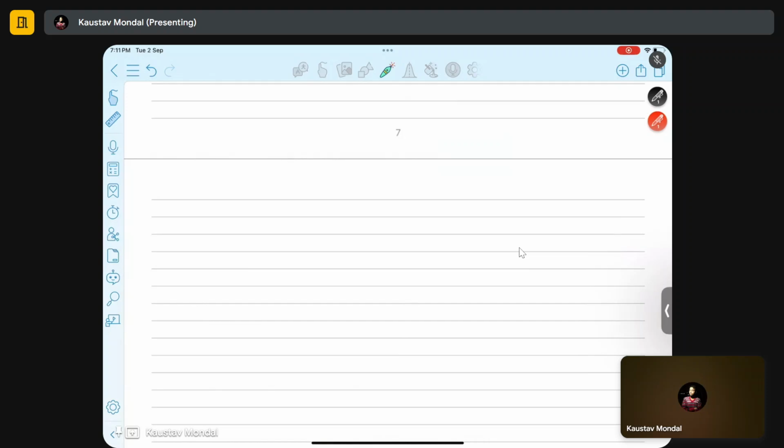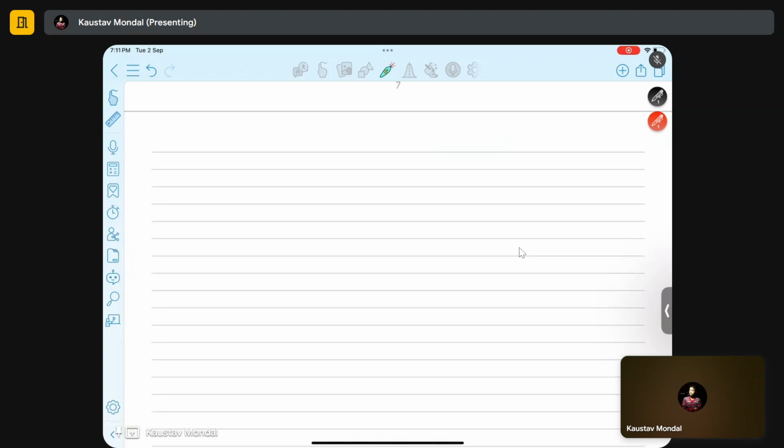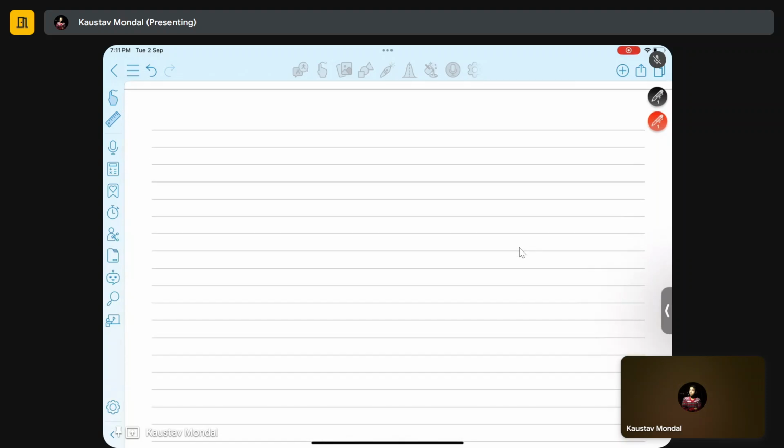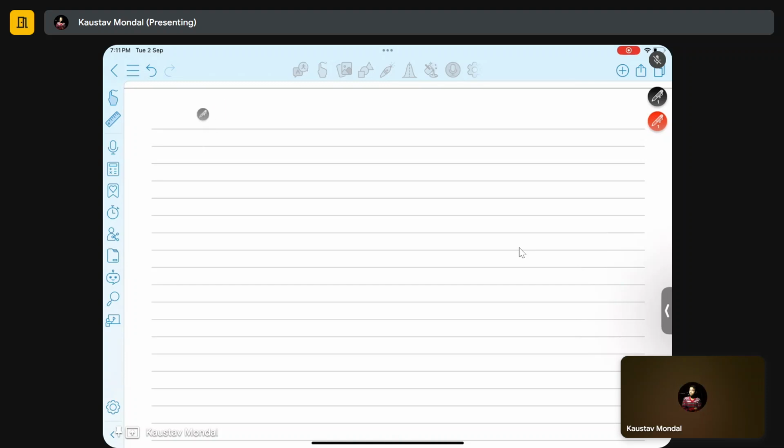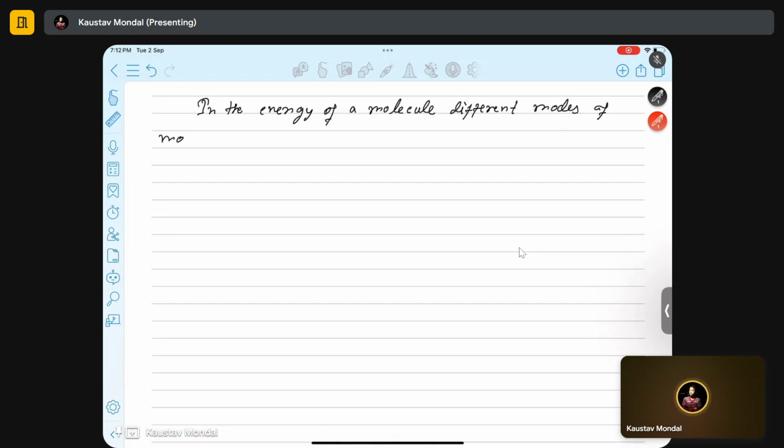So for that, let me first write: in the energy of a molecule, different modes of motion will make a contribution.